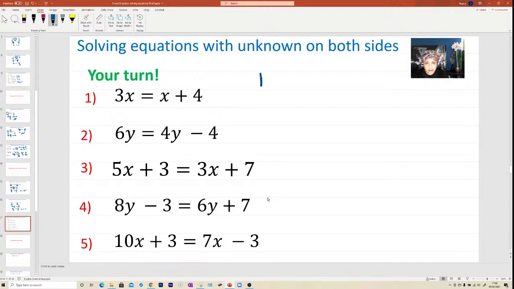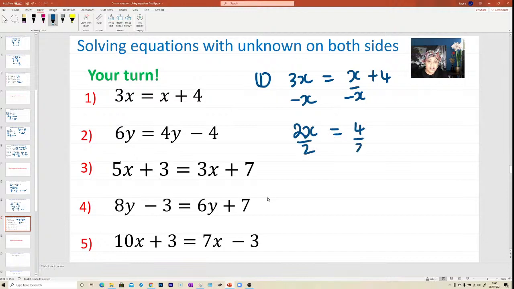So for question 1, we got 3x equals x plus 4. Which one is the smaller x? The smaller x is on the right, this one. So we're going to minus x on both sides. So 3x take away x is 2x. And that's equal to x take away x, that's 0, 4. Divide by 2 on both sides. 2 divided by 2 is 1. So x is equal to 4 divided by 2, which is 2. Okay, so that's the answer for number 1.